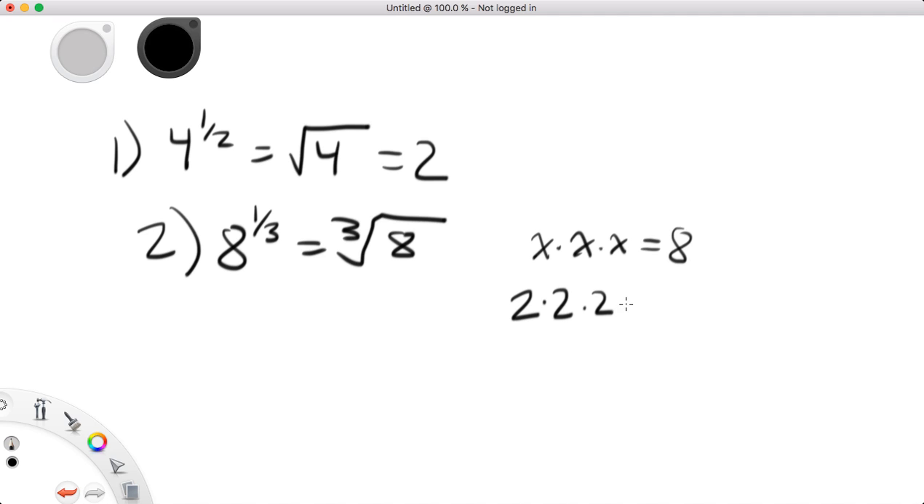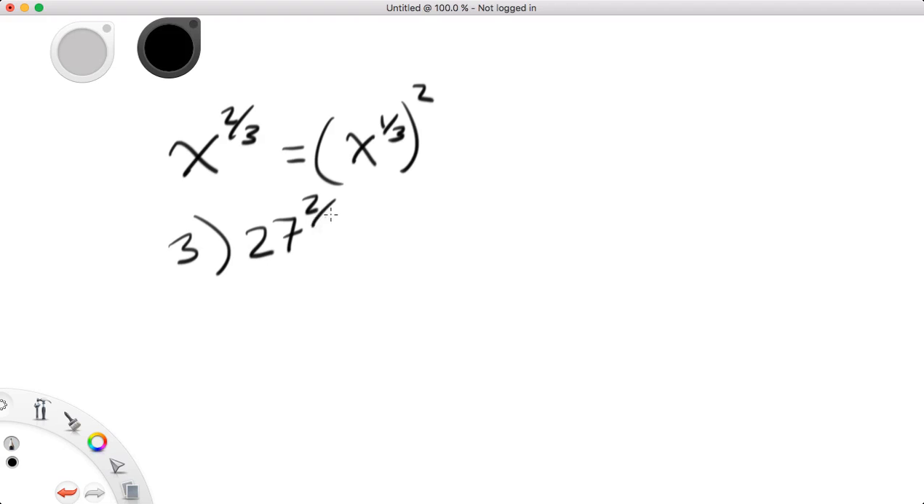All right, so let's get back to business here. Number 1, 4 to the 1/2 power is the same as the square root of 4, which is 2. Number 2, 8 to the 1/3 power is the cube root of 8. So what number times itself 3 times equals 8? Well, 2 times 2, which is 4, times 2 is 8. So the answer is 2.